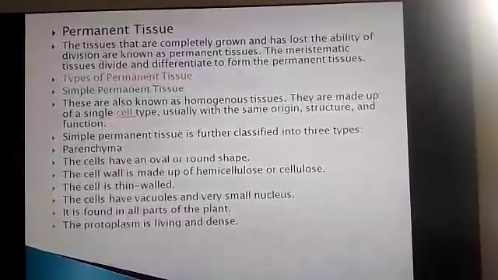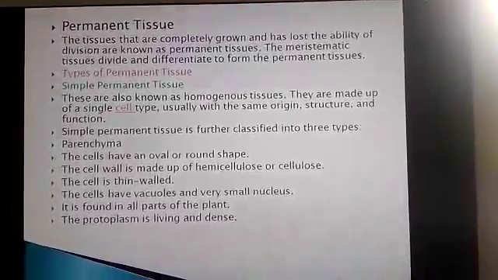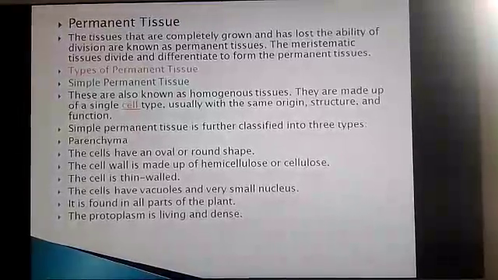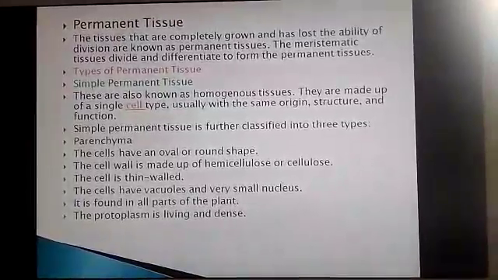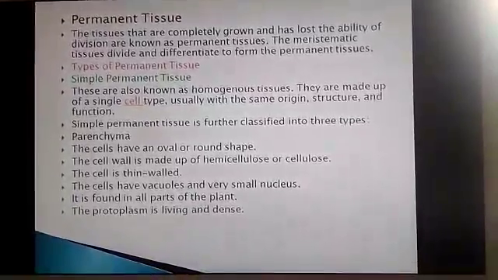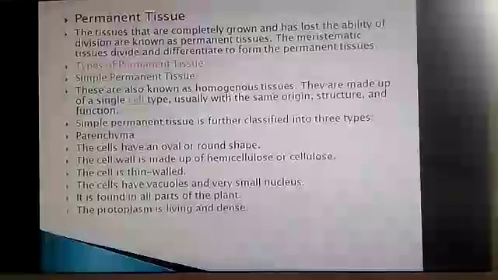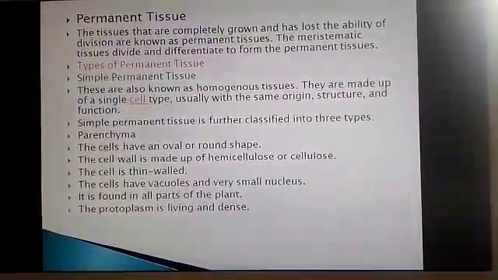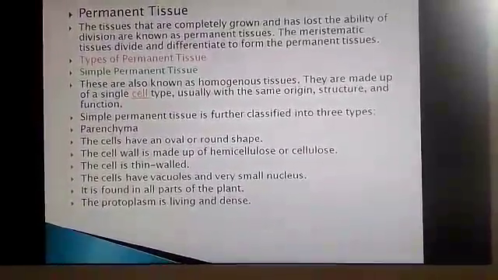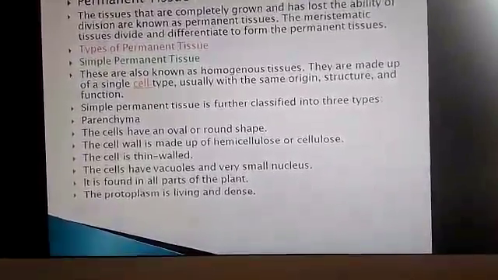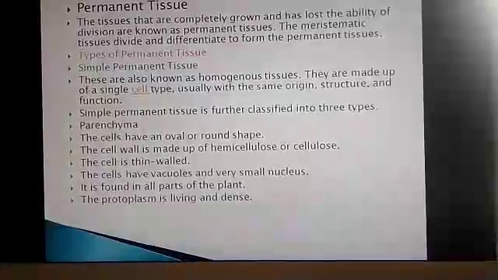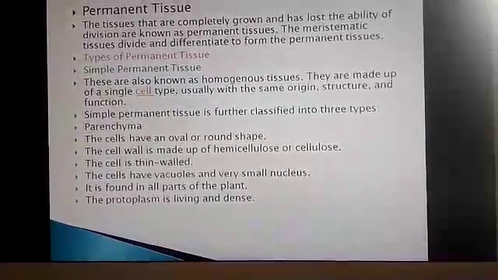The meristematic tissue divides and differentiates to form permanent tissues. There are types of permanent tissues. Simple permanent tissues are also known as homogeneous tissues. They are made up of a single cell type, usually with the same origin, structure and function. Simple permanent tissue is further classified into three types, as we discussed.